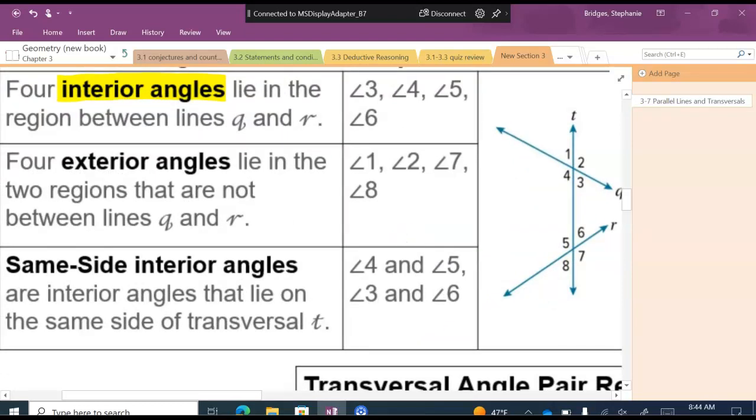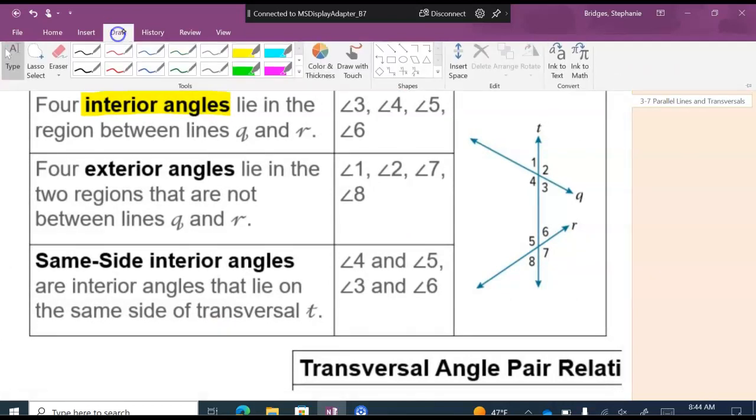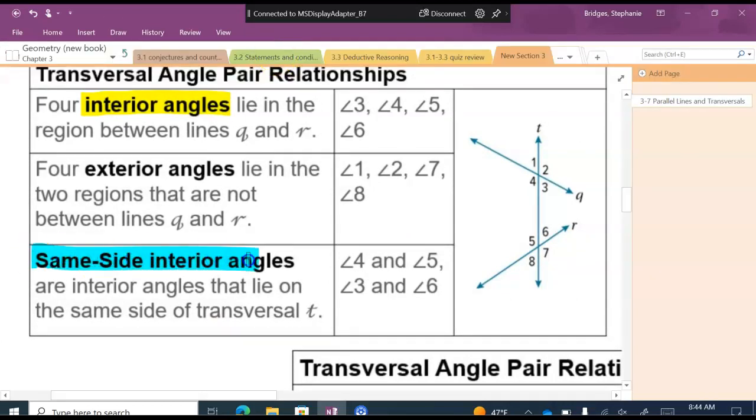So I want to look at the picture, and we want to look at this same side interior. Okay, that name tells us all. Same side interior. So I want two angles that are in between my lines, but on the same side of my transversal T. And there are two pairs here. In between my two lines, but on the same side of the transversal, starting on this left side. What two angles are inside, but on the same side? 4 and 5. Okay, those are called same side interior angles.